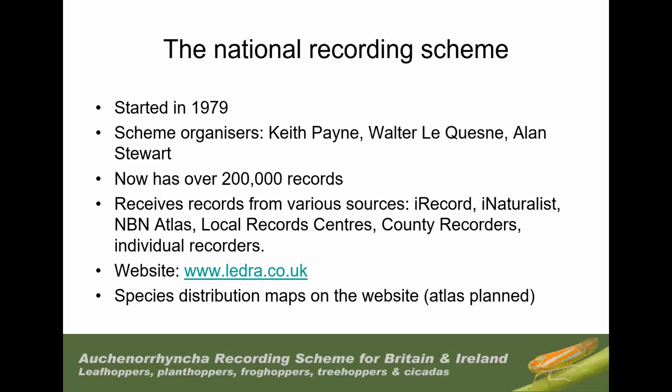We now have about 200,000 records-ish. I can't give you a very precise figure at the moment because it's changing all the time, with records being received from all sorts of different sources. iRecord is the main one, but also iNaturalist, the NBN, of course, local record centres, individuals, county recorders, and so on and so forth. And we run a website, ledger.co.uk, which I'll show you in a second, with distribution maps.